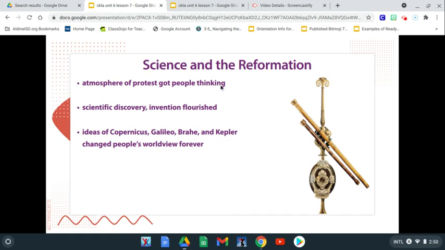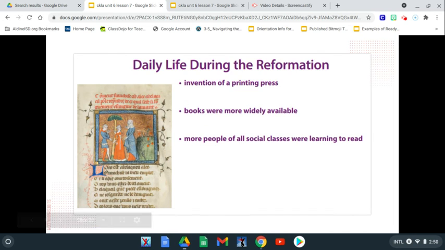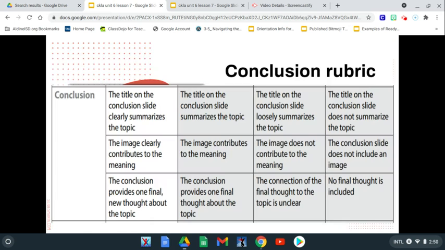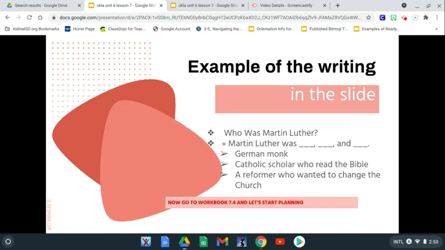And then you talk about science and the Reformation, and Copernicus and all of those scientists. Remember, you have the bullet points and your picture. Again, you're talking about another artist, another scientist. You have bullet points and your picture. Again, same thing as we go through. Okay, and our conclusion. Now you're talking about why this happened and how it changed the world, right?